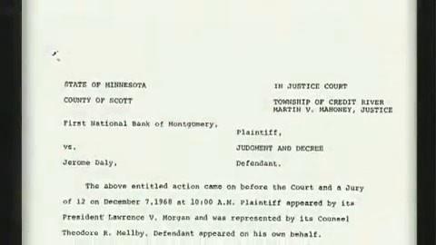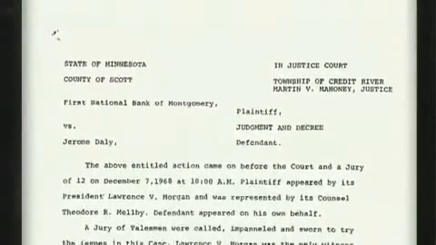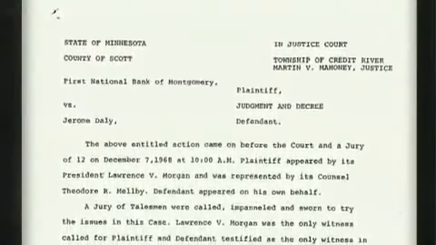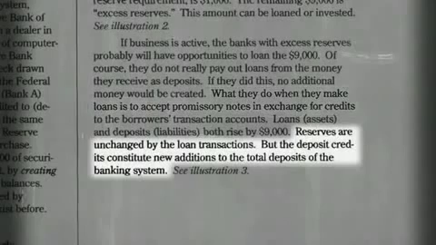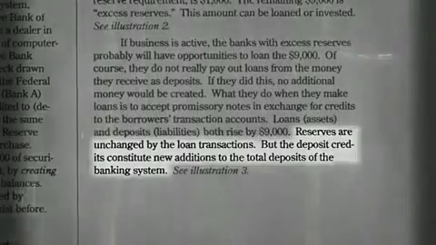Mr. Daley explained that the money was, in fact, not the property of the bank, for it was created out of nothing as soon as the loan agreement was signed. Remember what Modern Money Mechanics stated about loans? "What they do when they make loans is to accept promissory notes in exchange for credits. Reserves are unchanged by the loan transactions, but deposit credits constitute new additions to the total deposits of the banking system." In other words, the money doesn't come out of their existing assets. The bank is simply inventing it, putting up nothing of its own, except for a theoretical liability on paper.